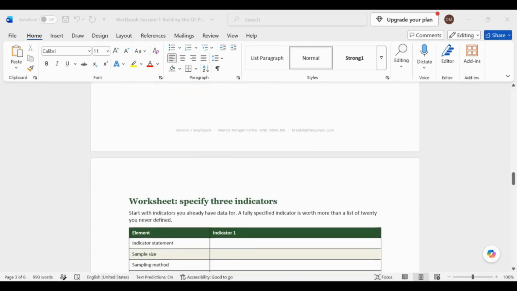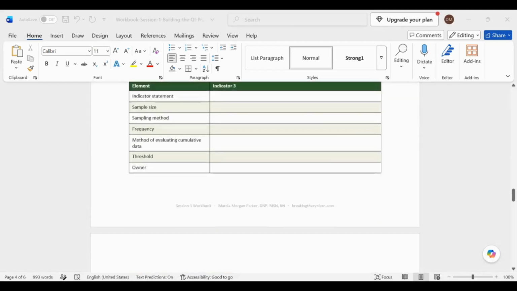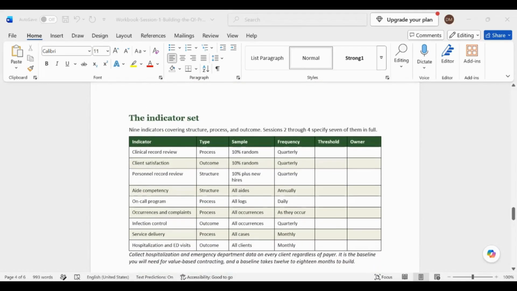And then we have that sample size. So you can use this worksheet to fill it out. You could just plug and play and put in all the stuff. Here it has all the different indicators set, how often I recommend that you do them. And you could just plug in what threshold, meaning the compliance rate that you want to set for the agency, and who's going to be that person responsible.